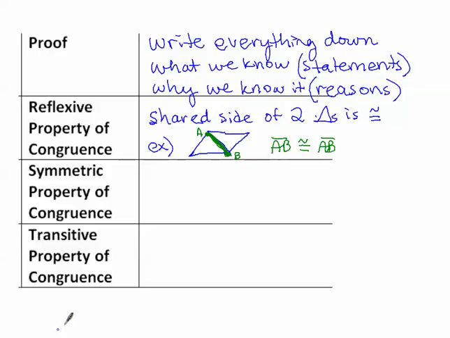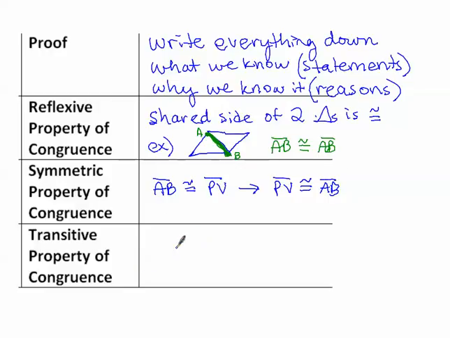Symmetric property isn't one that we use very often, but if you see it, it looks something like this. First, we're going to say AB is congruent to PV, and following, we would need to flip around the statement. So this one's not as useful as other ones, but you may see it from time to time.